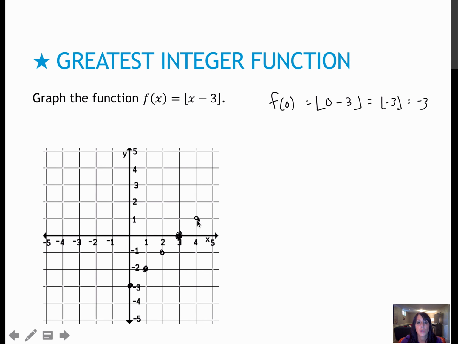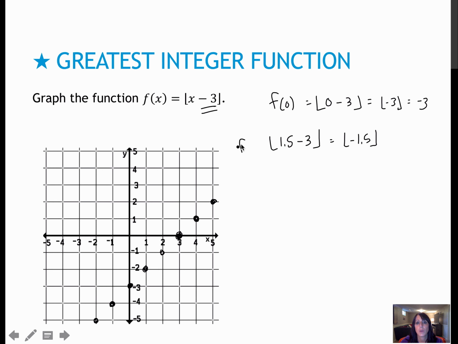So there's my closed circles again. So this one's going to be exactly the same as our last function, but really all that has happened is that I've shifted it down 3. So from here then, let's say I plug in 1.5. Well, 1.5 minus 3 would be negative 1.5.